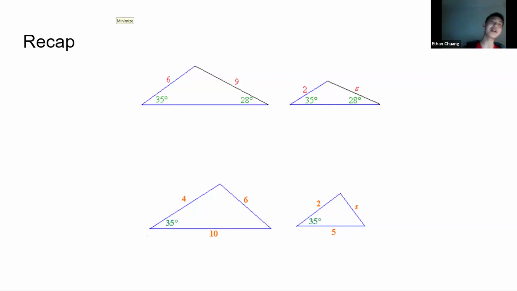You see, Eli is right, they're similar by side, angle, side. Can everyone see that? 4 divided by 2 is 2, 10 divided by 5 is 2, so the ratios are equal, and then you've got the angle in between them that's equal, 35 degrees. So that means the two triangles are similar, so you can now use the ratios. So 6 over S equals 2. So that means S equals 3. Does everyone understand that?